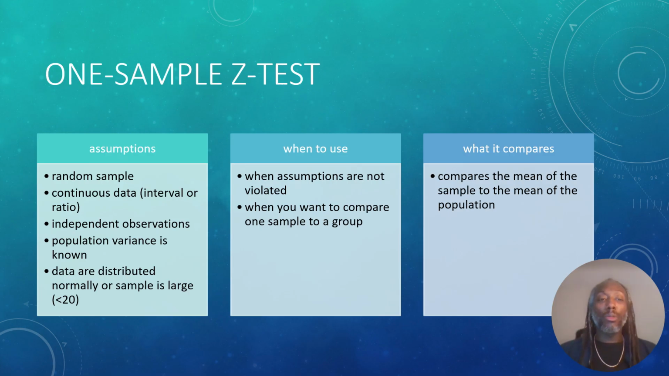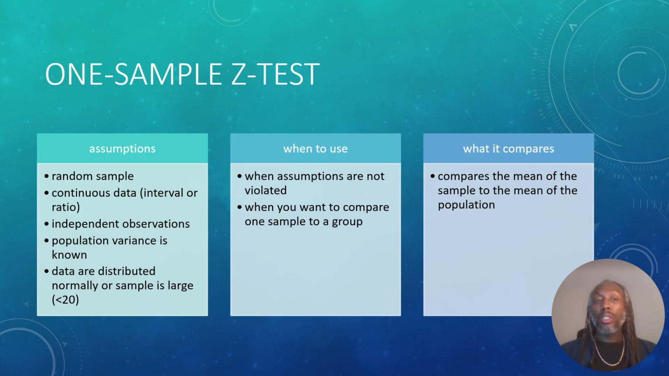The last thing that we will need is for the data to be distributed roughly normally. And you can either have data that are distributed normally, or if the sample is large enough, thanks to the central limit theorem, the effects of non-normality are drastically reduced.